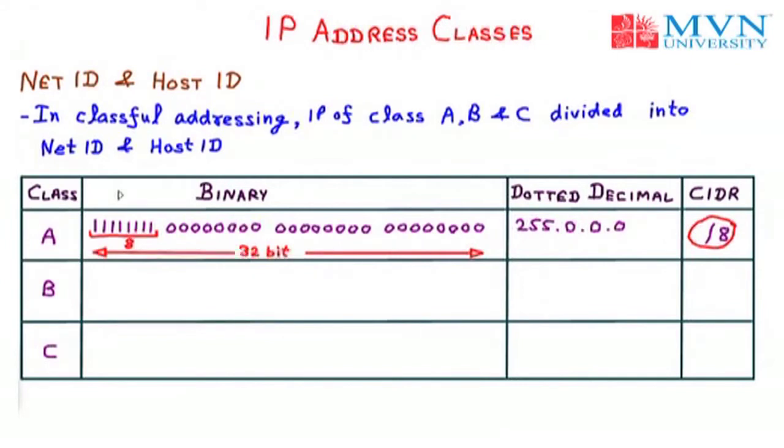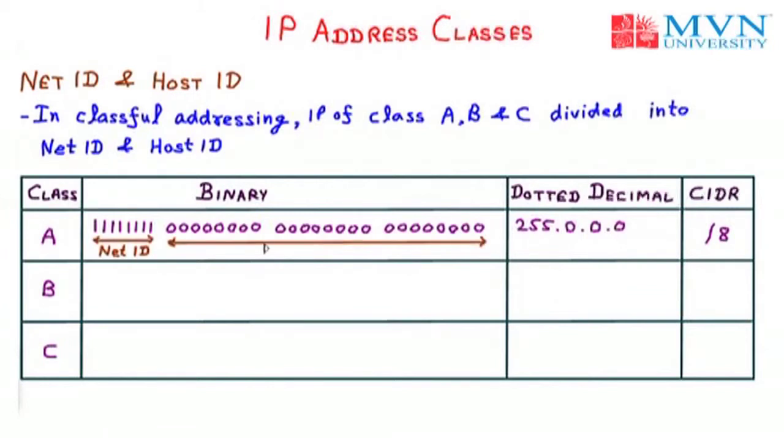Now the first 8 bits are called the net ID and the rest of the bits are called the host ID. So the first 8 are the net ID and the rest is our host ID. The same applies if we use the decimal dotted notation, in which the first octet is my net ID and the remaining 3 are the host ID.